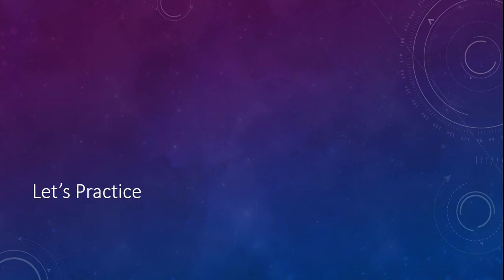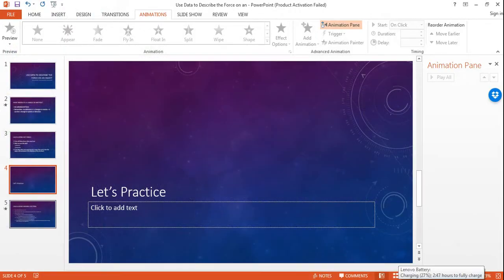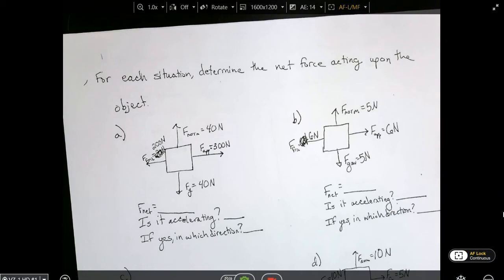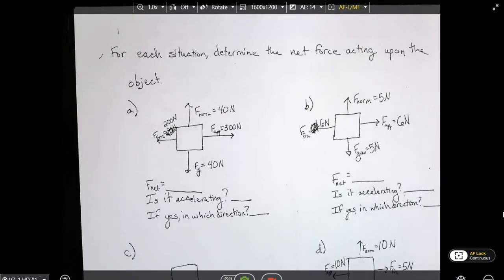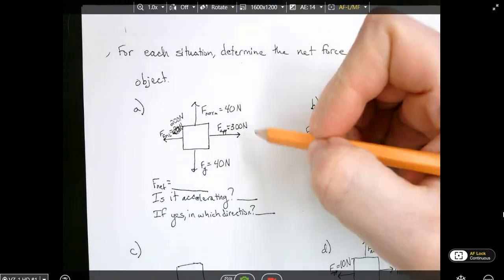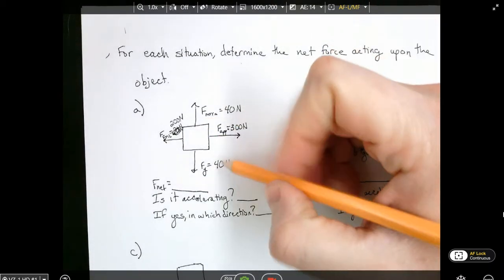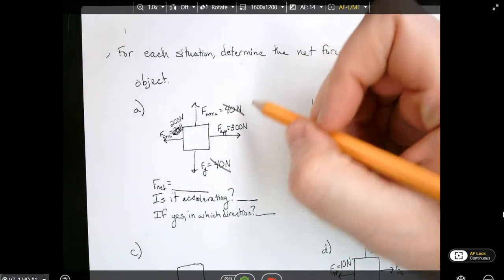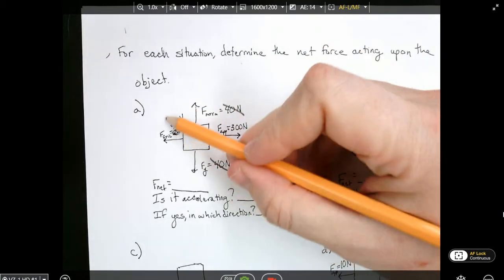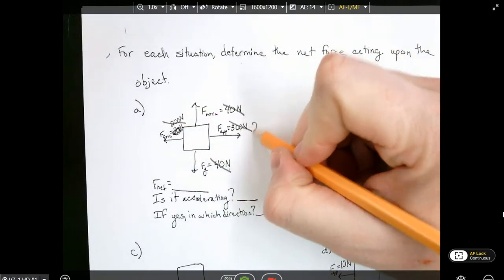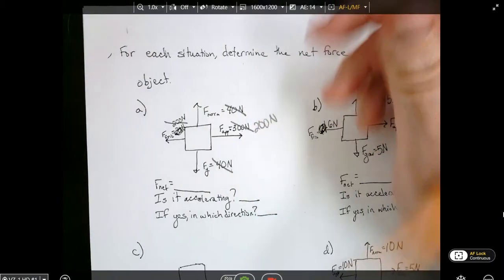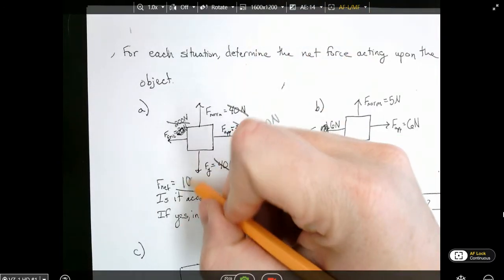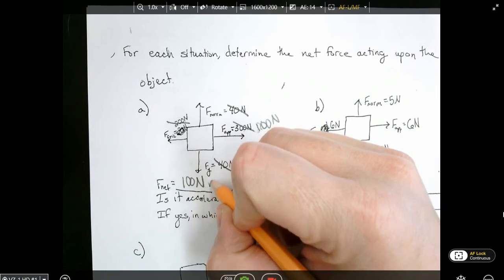Okay, so that'll help. Let's do some practice. I'm going to flip over to my document camera. All right, first of all, let's look at the problem here. The first thing is to cancel out anything. The normal force and the gravitational force are canceling each other out, 40 and 40. Now, let's cancel out what we can here. 200 newtons gets canceled out with 200 newtons of the applied force, leaving 100 newtons to the right. So the net force is 100 newtons, right?